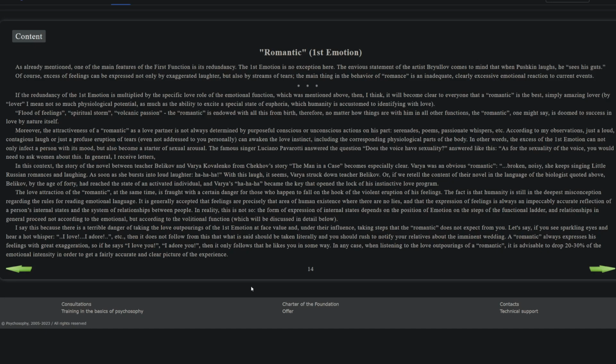The love of the attraction of the romantic at the same time is fraught with a certain danger for those who happen to fall on the hook of the violent eruption of his feelings. The fact is that humanity is still in the deepest misconception regarding the rules for reading emotional language. It is generally accepted that feelings are precisely that area of human existence where there are no lies, and that the expression of feelings is always an impeccably accurate reflection of a person's internal states and the system of relationships between people. In reality, this is not so. The form of expression of internal states depends on the position of emotion on the steps of the functional ladder, and relationships in general proceed not according to the emotional, but according to the volitional function, which we discuss in detail below.